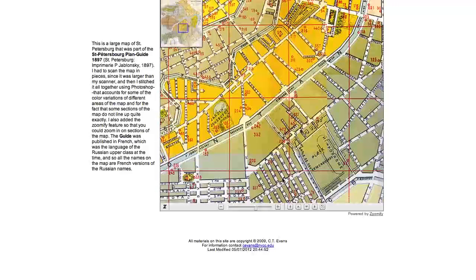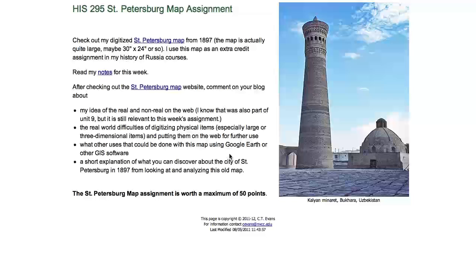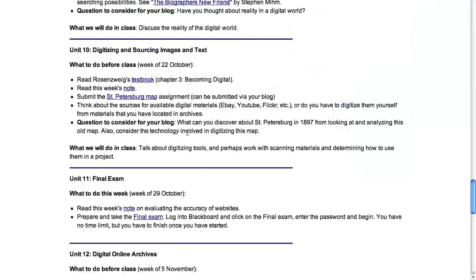And then there's also this feature here called Zoomify, and that's the magnification feature that goes with the map. So here I'm taking a physical resource, a large map, digitizing it, and putting it into digital form so that students can work with it. That's your assignment for the week: to look at the map and consider what's involved in making the map digital. There are some questions that you're supposed to answer here, or post to your blog, about working with the map.